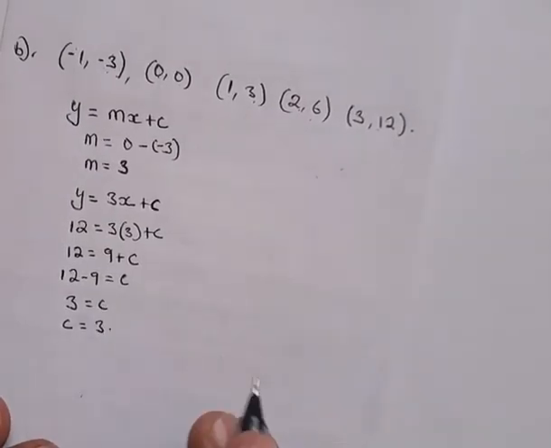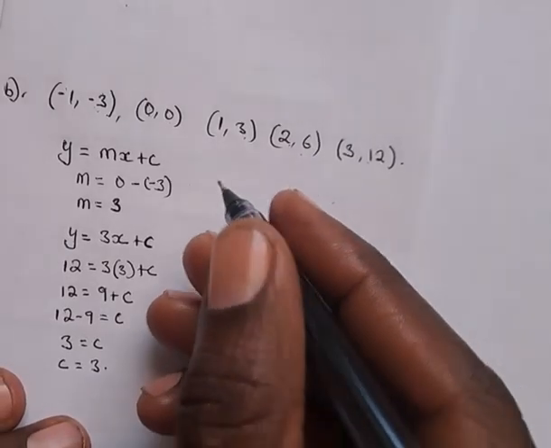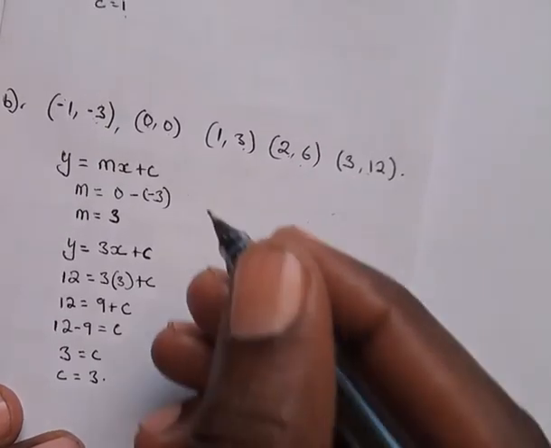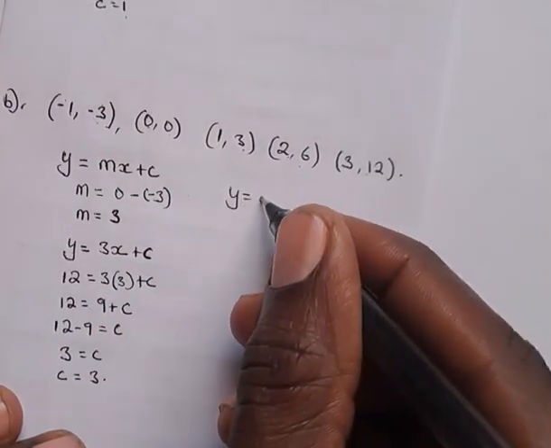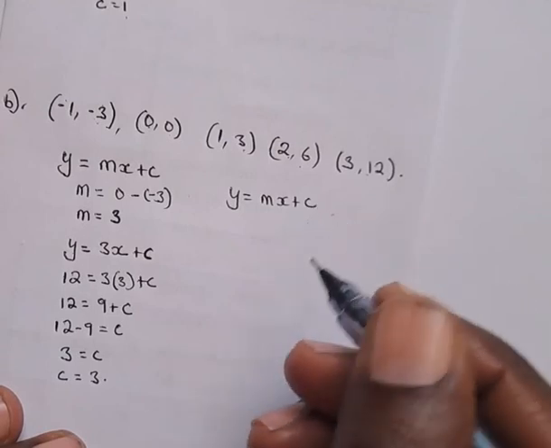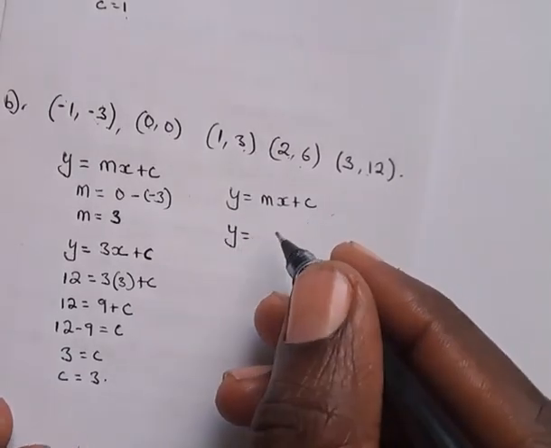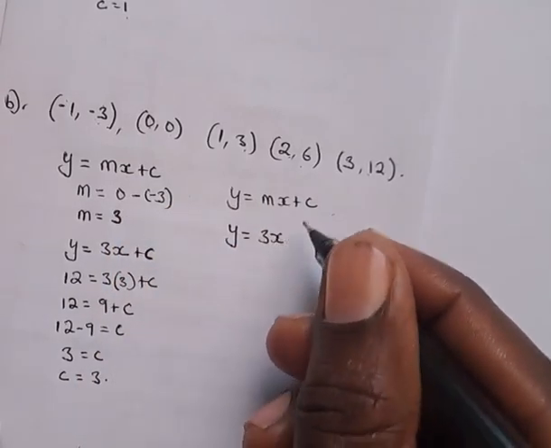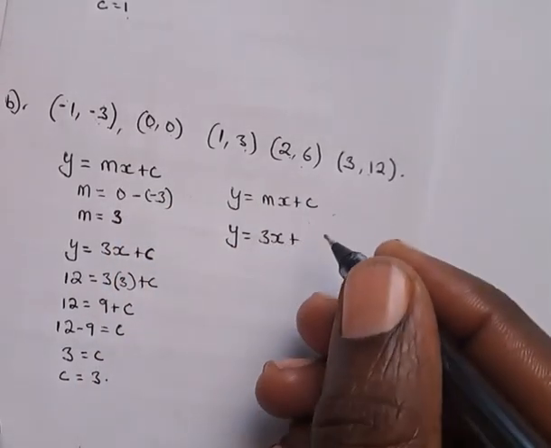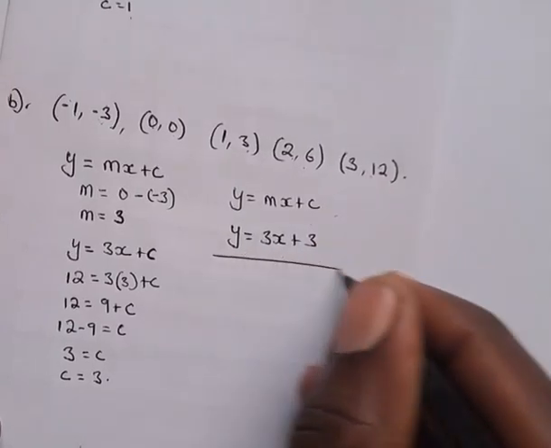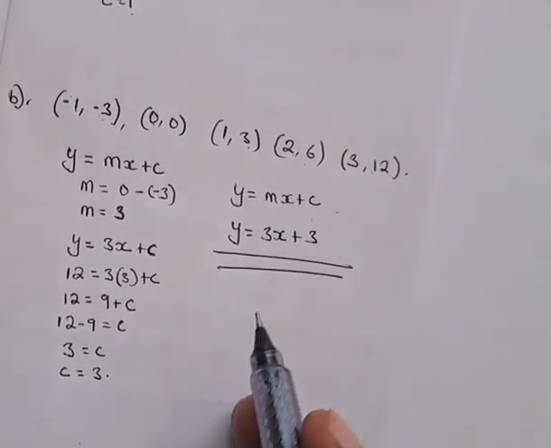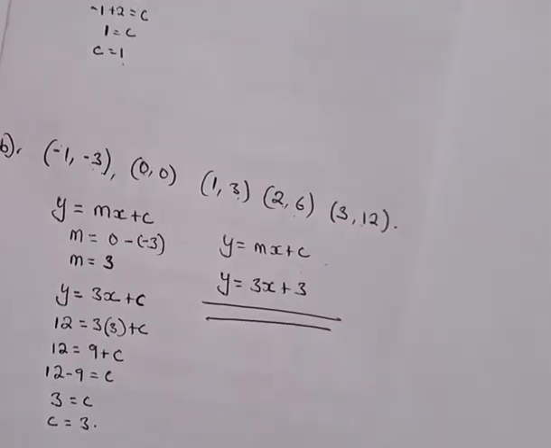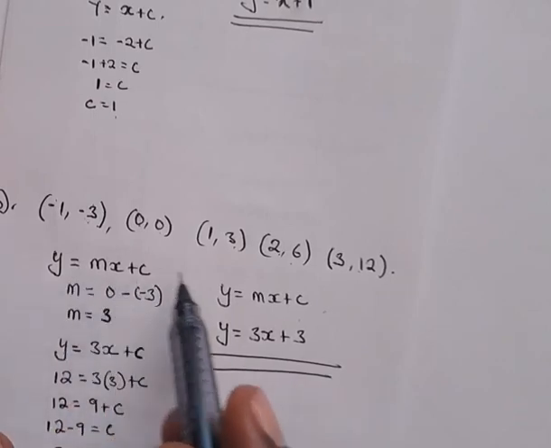After looking at this, you have to rewrite the formula, and then plug in the values that we found. So again, we say y is equal to mx plus c. Then y is equal to, where m is 3, times x, that is 3x, then plus c, c is 3. So there we have it. This becomes the equation or the function that describes this relationship.